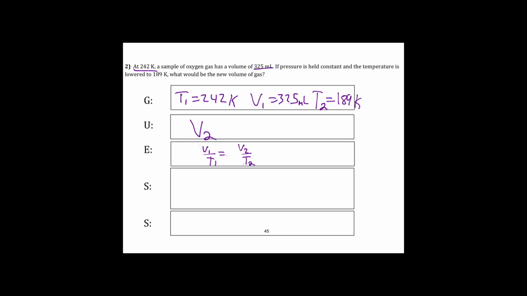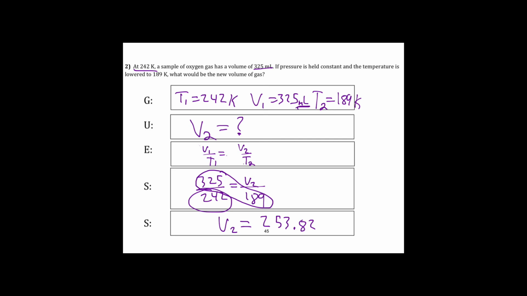All right, so now all we need to do is substitute. So we have V1, which is 325, over T1, which is 242. And then we have V2, which is what we are looking for, divided by T2, which is 189. And then the last S is solve. To solve this, you cross multiply and then divide by this. And so when you do that, V2 is equal to 253.82.